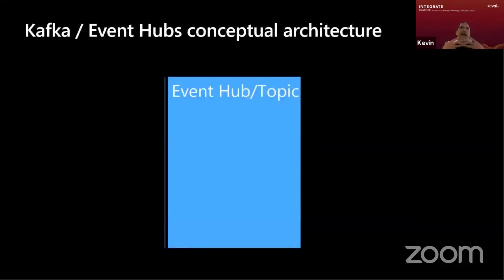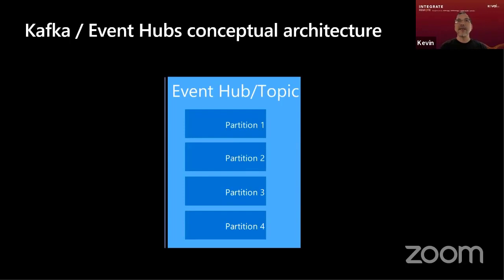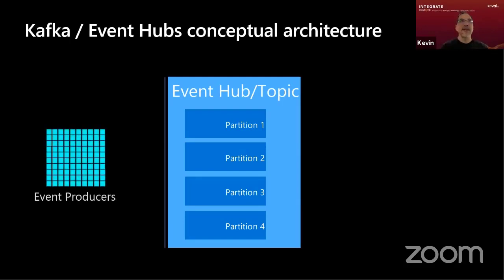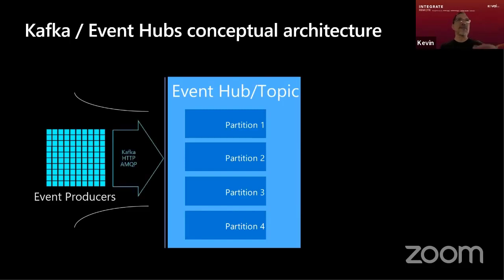So as we look at the architecture for Event Hubs, Event Hubs and Kafka, the concepts are the same, right? So in Event Hubs, we have an event hub. In Kafka, you have a topic, and that topic then has a number of partitions. And this is how the events are bifurcated. You have a set of event producers. Those producers send events into your Event Hub topic, and as they're streaming those events in, they can use a number of different protocols, Kafka, HTTP, and AMQP, to send those messages into your Event Hub.